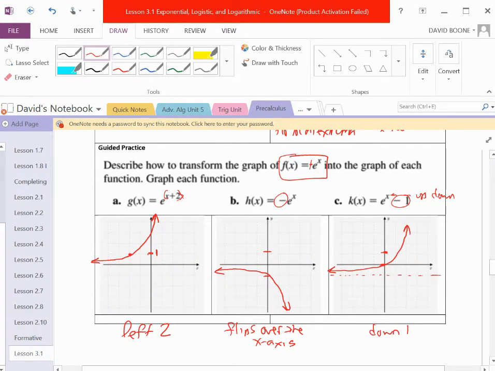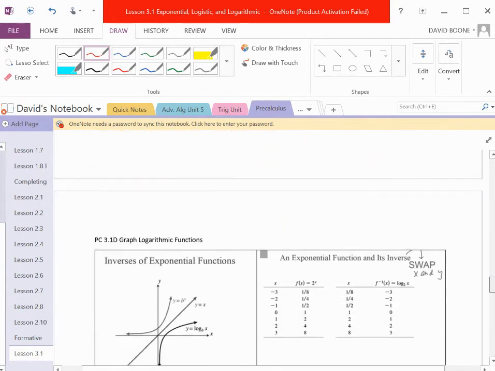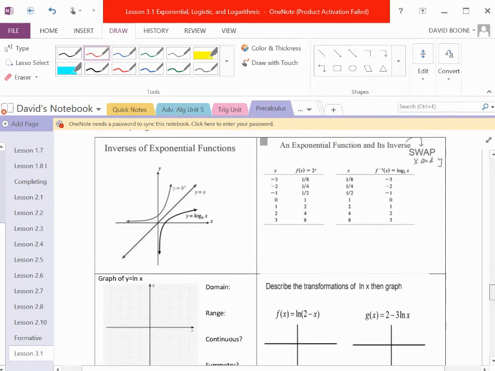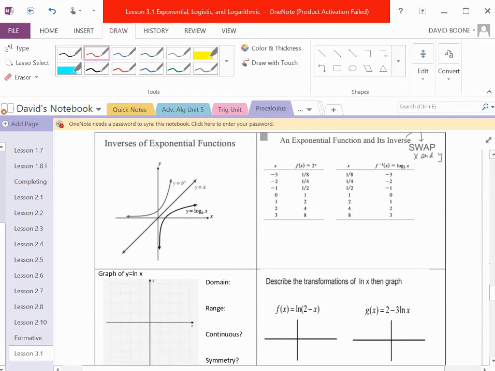All right, let's move on to logarithmic functions. So we start looking at our log functions. Log functions are simply inverses of exponentials. So here we have our exponential growth model. And if we flip it over the line y equals x, we have our log model.